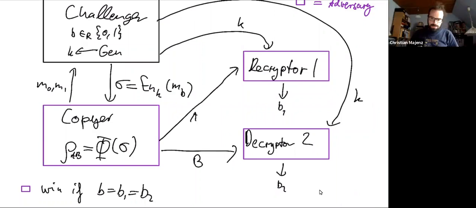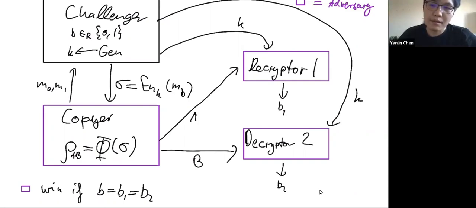Okay. In that case, note that one choice for this map here would be to just store sigma in the register A and hand some dummy state to decryptor B. And now, of course, with sigma at hand, decryptor 1 can just perfectly decrypt. Right, so the whole difficulty of winning this game lies in the fact that they both have to decrypt. Oh, I see. Okay, thank you.